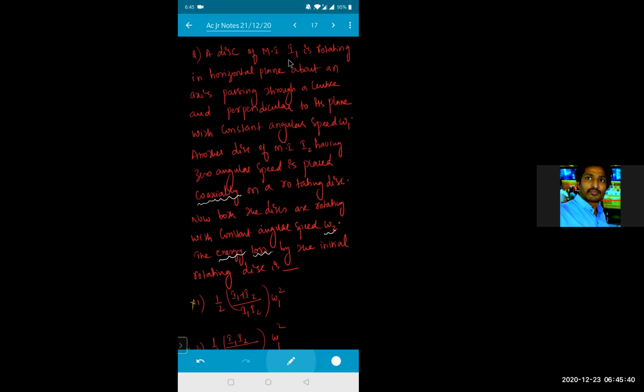Once again, the question: the disk of moment of inertia I1 is rotating in a horizontal plane about an axis passing through the center and perpendicular to its plane with a constant angular speed omega 1. Another disk of moment of inertia I2, having zero angular speed, is placed coaxially on the rotating body. Now when both the disks are rotating with constant angular speed omega 2, the energy lost by the initial rotating disk is equal to how much?